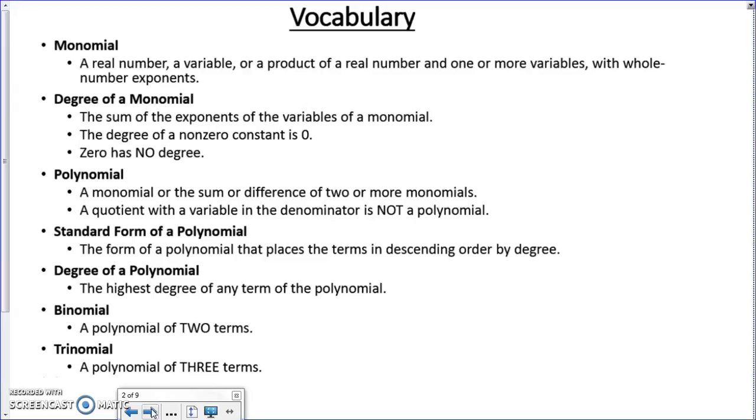A polynomial is a monomial or the sum or difference of two or more monomials. A quotient with a variable in the denominator is not a polynomial. Standard form of a polynomial is the form of a polynomial that places the terms in descending order by degree. Degree of a polynomial is the highest degree of any term of the polynomial. A binomial is a polynomial of 2 terms, and a trinomial is a polynomial of 3 terms.